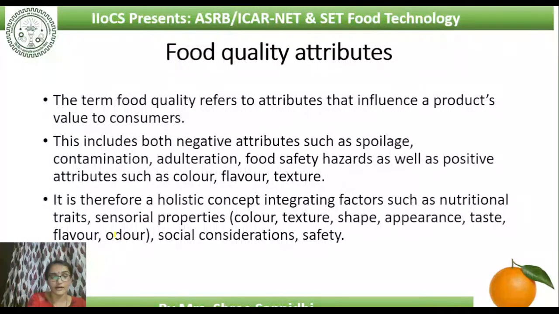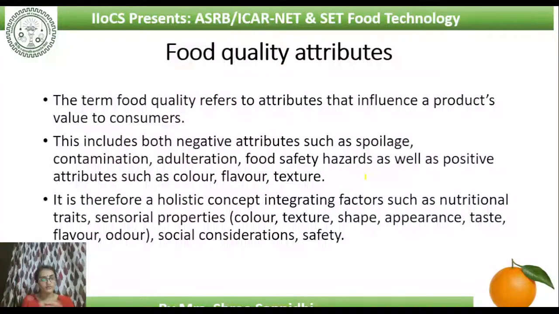It is therefore a holistic concept integrating factors such as nutritional traits, sensorial properties. So these sensorial properties include color, texture, shape, appearance, taste, flavor, odor. All these things are sensorial properties, and social considerations and safety. So when we are considering the attribute of a food, we have to include all these things.